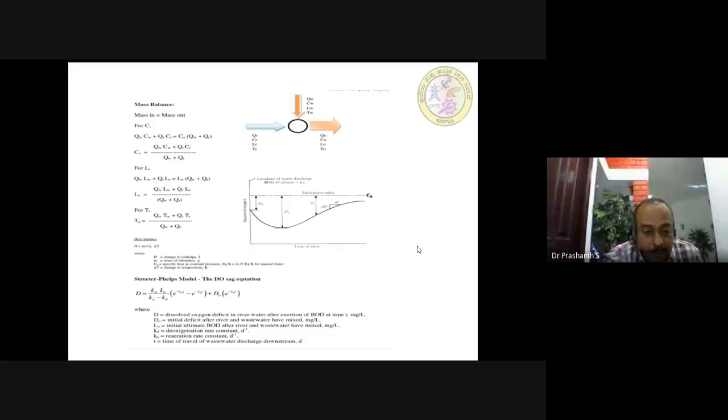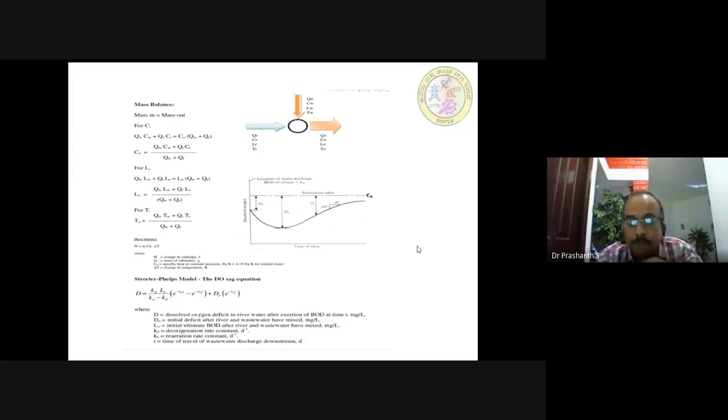So he has given an equation. D is equal to KD into L naught into (e to the power minus Kd t minus e to the power minus Ka t) by (Ka minus Kd). So what you get is D, the dissolved oxygen deficit in the river, given by this equation. So we are using both the de-oxygenation rate constant and the re-aeration rate constant.